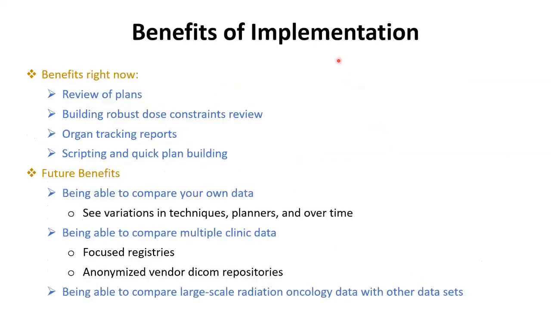Benefits of implementation. Benefits right now, at this moment, are reviewing your plans. It will show you your journey with your TPS, what you have done in previous times and what you are doing currently. Building robust dose constraints review. Organ tracking report. It's easy for you to track any organ. It's easy for you to get all the information that you need from your system. As we said before, radiation oncology departments have a huge amount of data, but it is not organized.